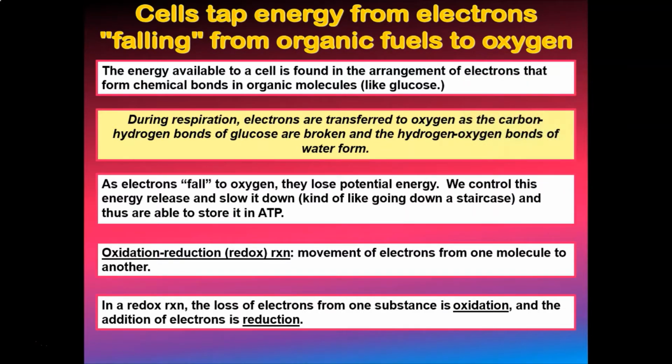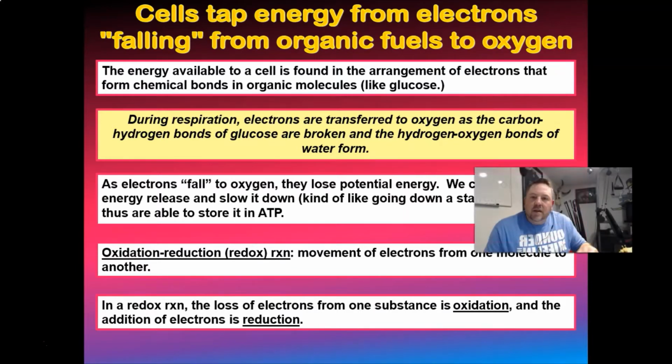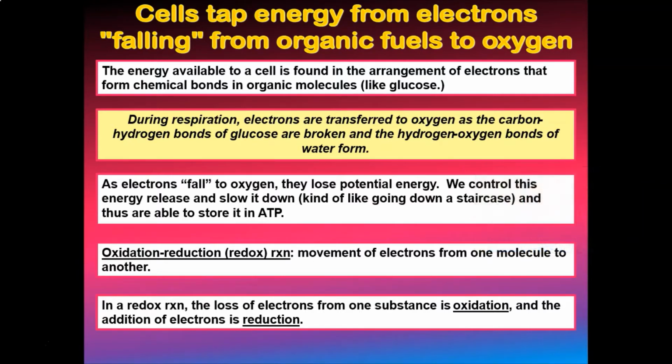So the energy available in a cell is found in the arrangement of electrons that form chemical bonds in organic molecules like glucose. Remember, that's potential energy, and your potential energy can be based on either location or structure. Here we're talking about structure. Glucose, C6H12O6, has lots of electrons in there, carbon-hydrogen bonds that we're going to be after to manipulate. And we're going to make good use of those electrons or the potential energy that they're storing.